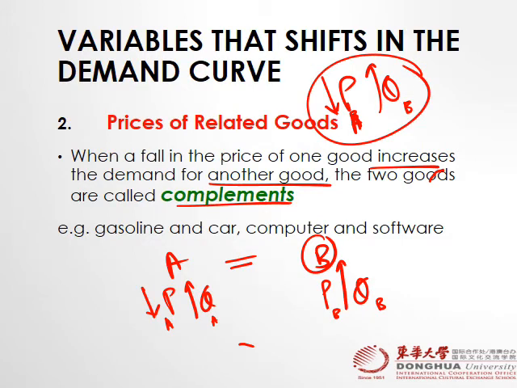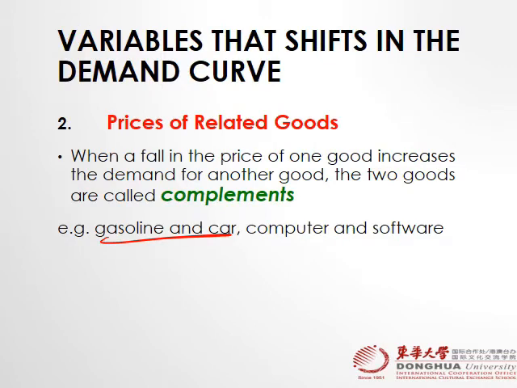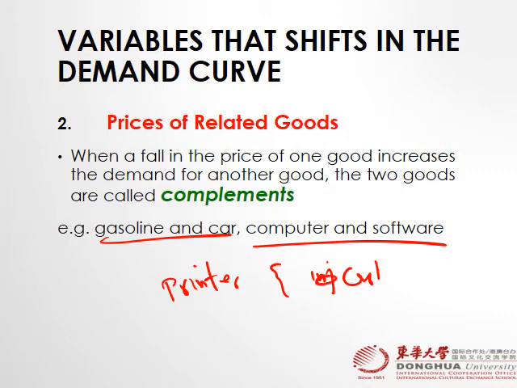So let's read it again. When a fall in the price of one good increases the demand for another good, then the two goods are complements. And what are the examples? Examples are gasoline and car, computer and software, the printer and its inkjet cartridge, right? Or milk tea, because without milk, tea cannot be served. So tea and milk, these are also complements, right?